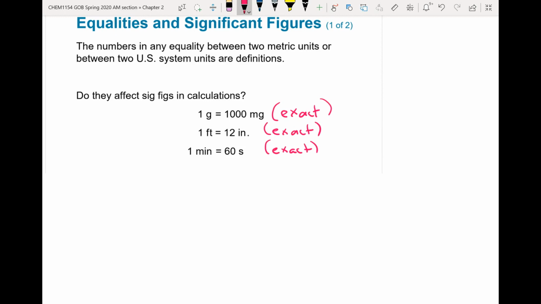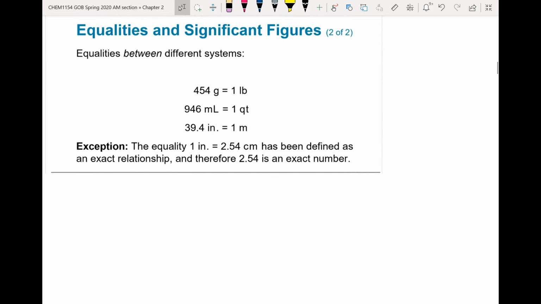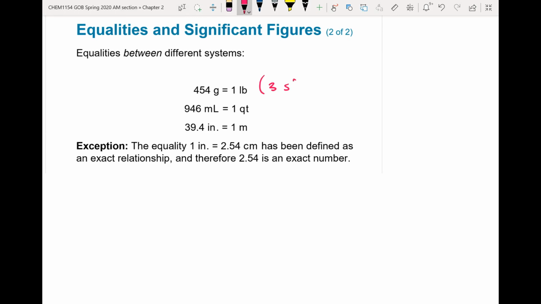Right? We can consider them as having an unlimited number of significant figures. If we have equalities between two different measuring systems, then they actually are going to affect our sig figs, right? So for instance, if we compare grams and pounds, this here tells us that we're going to have 3 sig figs. Between milliliters and quarts, this is going to have 3 sig figs as well. And between inches and meters, this is also going to have 3 sig figs.